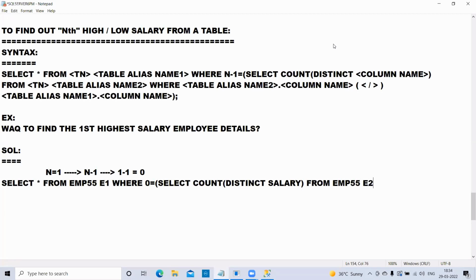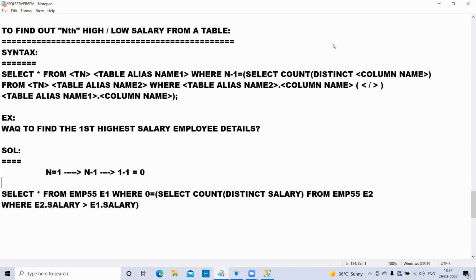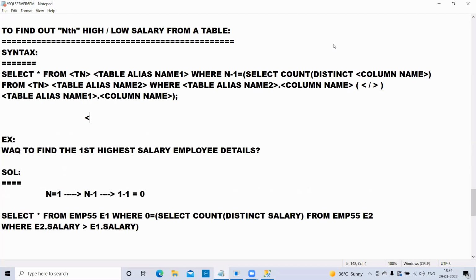After that, what is my condition here? Where E2 dot salary is greater than E1 dot salary. Now I close. So this is the correlated syntax to find the first highest salary. Here I have taken the greater than symbol. There is less than or greater than. Less than represents the lowest salaries.